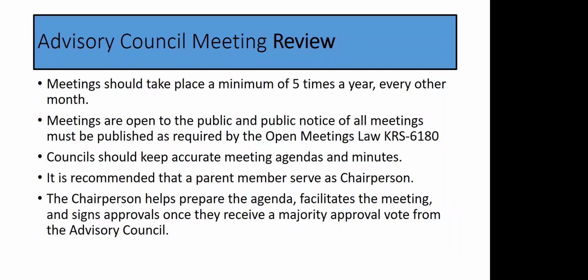Your meeting should take place a minimum of 5 times a year, and that's every other month at a minimum. You can have meetings back to back. So if you wanted to do one in August and September, you could, but you can only skip 1 month. So if you did an August and a September, you could skip October, but that next meeting has to be in November.